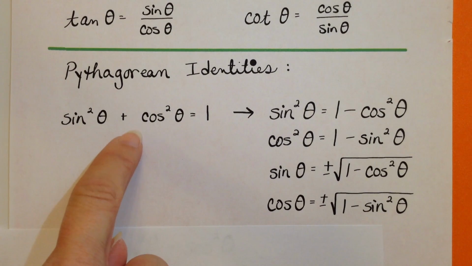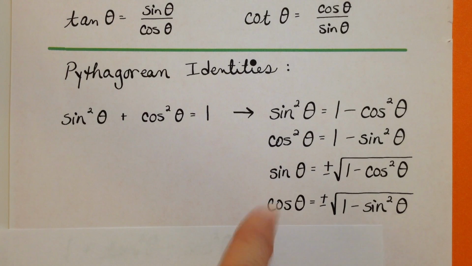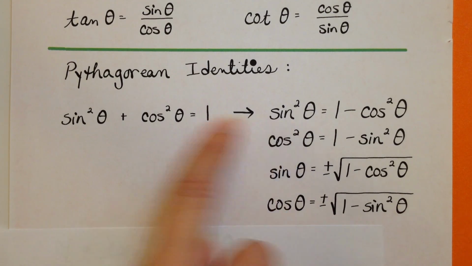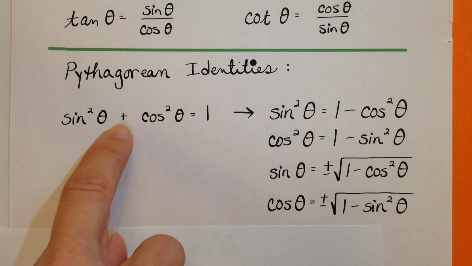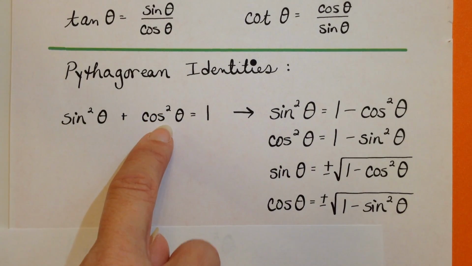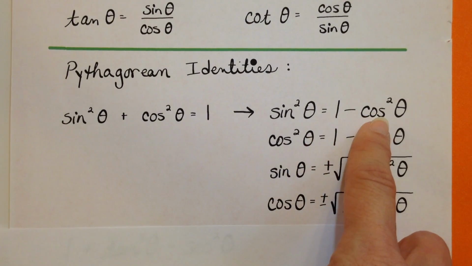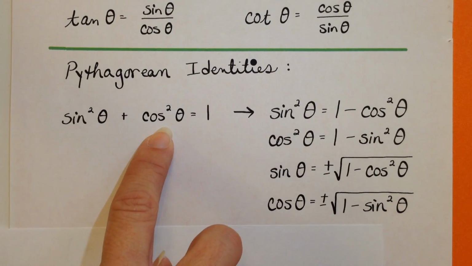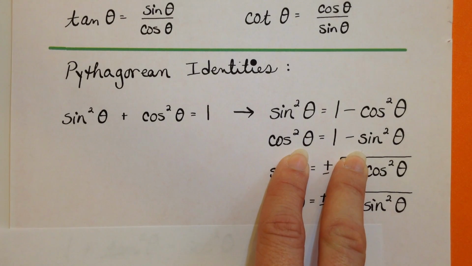So if you can remember this one, you can just do a little bit of algebra to come up with these. Like for instance, the first one, all I've done is simply gotten sine squared on one side by itself. So if I want sine squared by itself, since this is adding cosine squared, I would just need to subtract it on the other side. So 1 minus cosine squared would be this one. Then if I want cosine squared by itself, all I have to do is subtract the sine squared and I get this one.